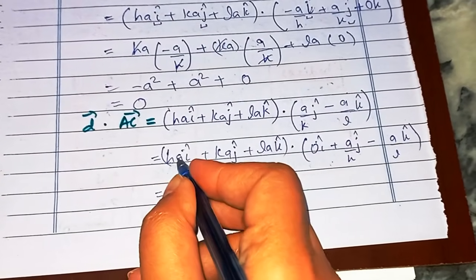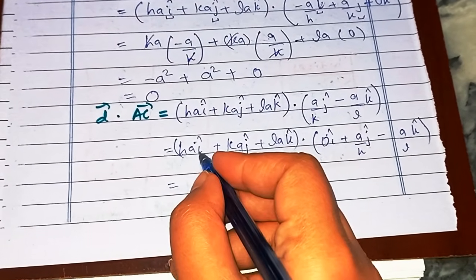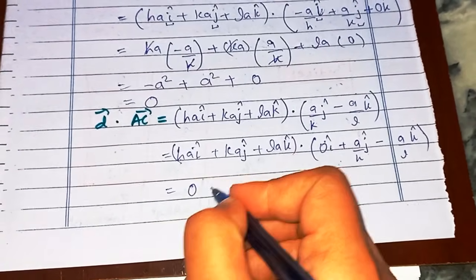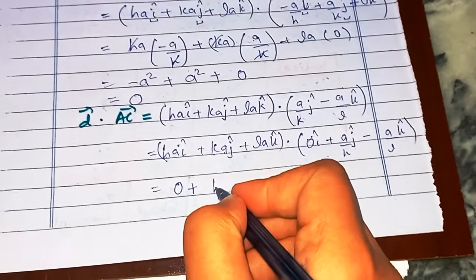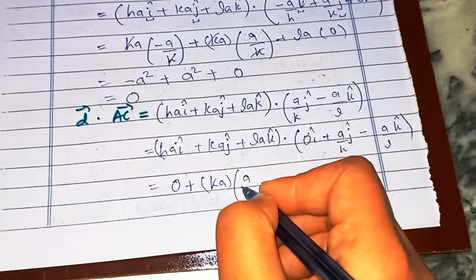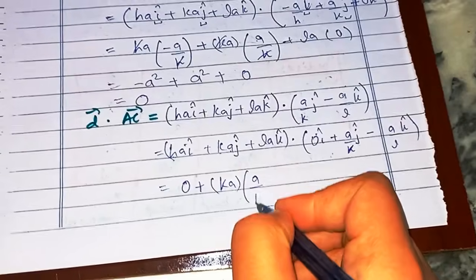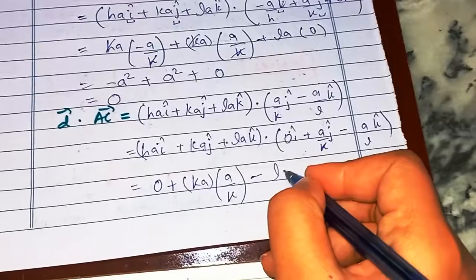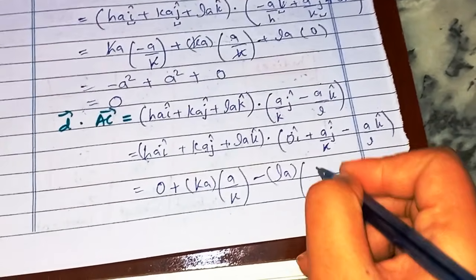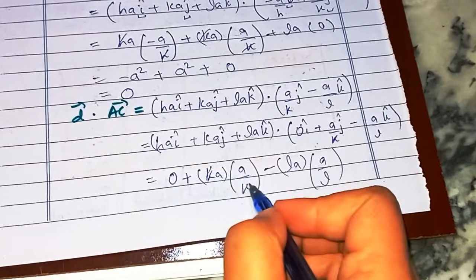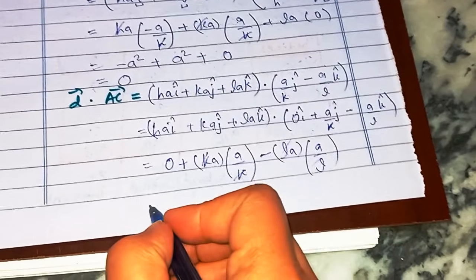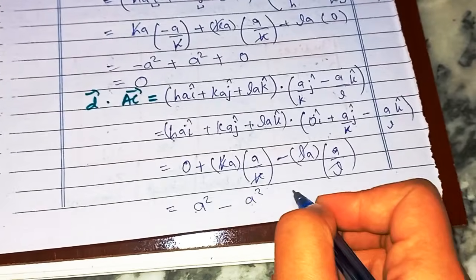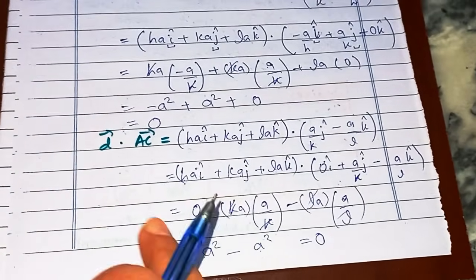All right, so I hat components will multiply with I hat components. So HA into 0 is 0, plus KA into A by K, plus minus minus LA into A by L. K cancels, L cancels, A into A is A square, minus A square is 0. So we can see that the second one is also 0.